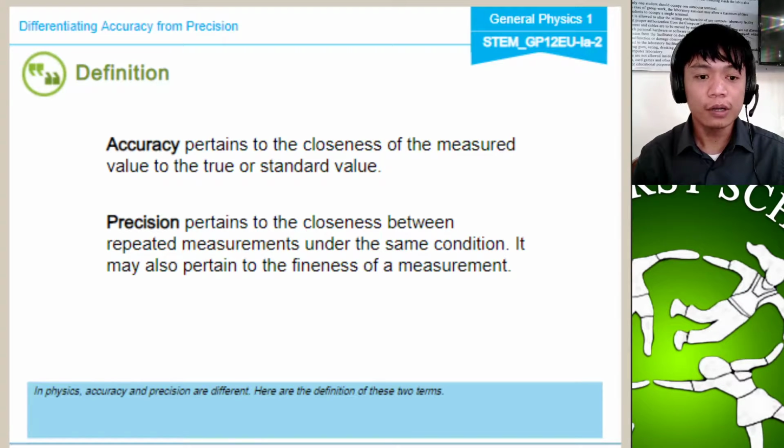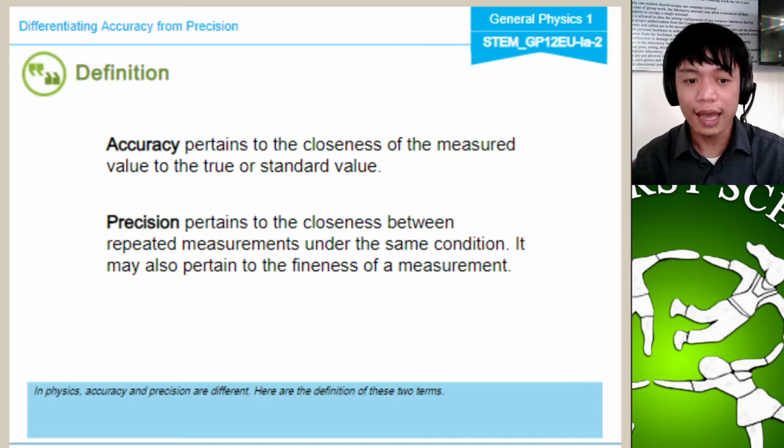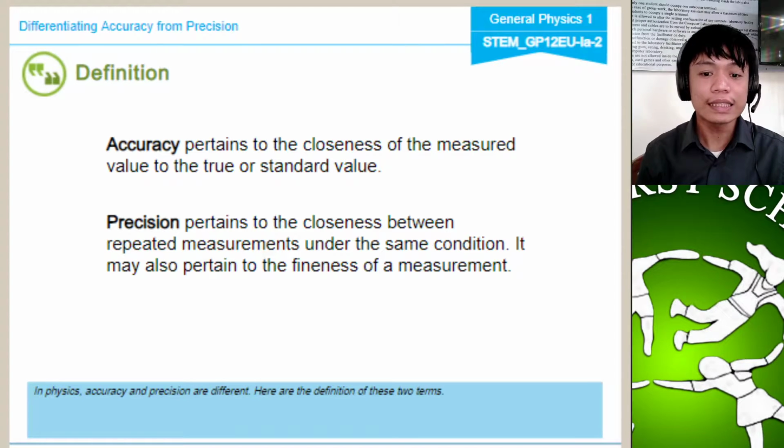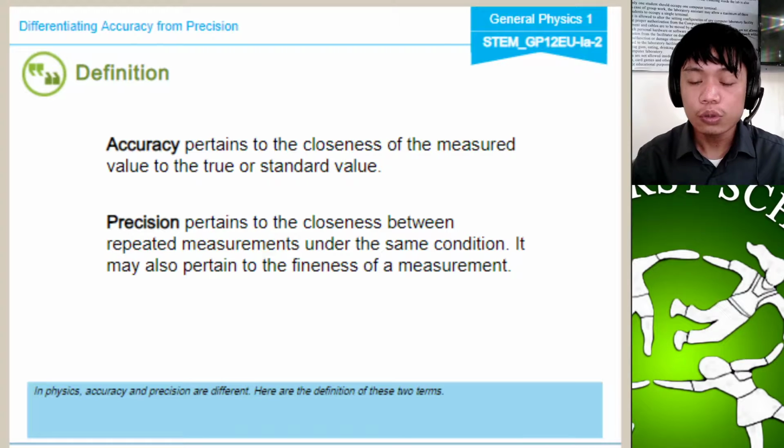What about precision? When we say precision, it pertains to the closeness between repeated measurements under the same condition, and it may also pertain to the fineness of the measurement. So nandito na mismo yung kanyang definition. It pertains to the closeness between repeated measurement.